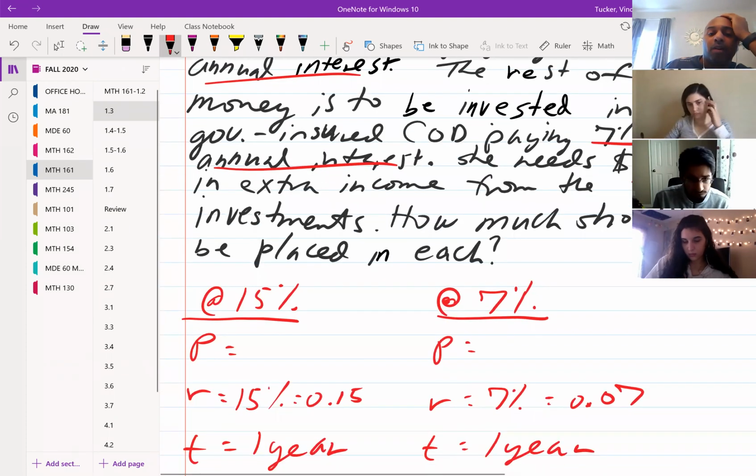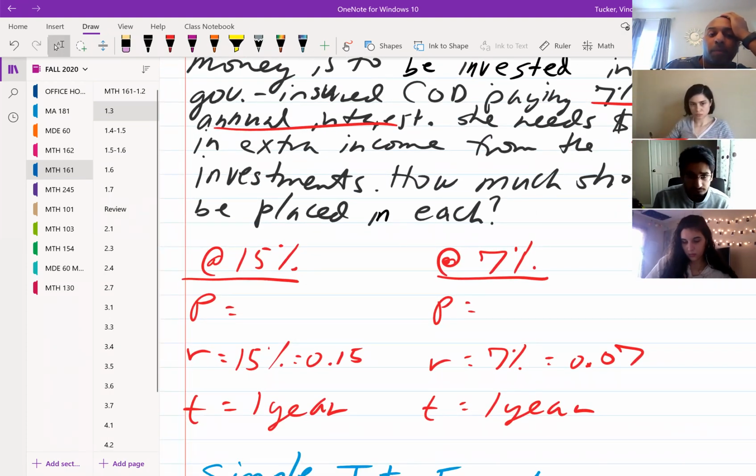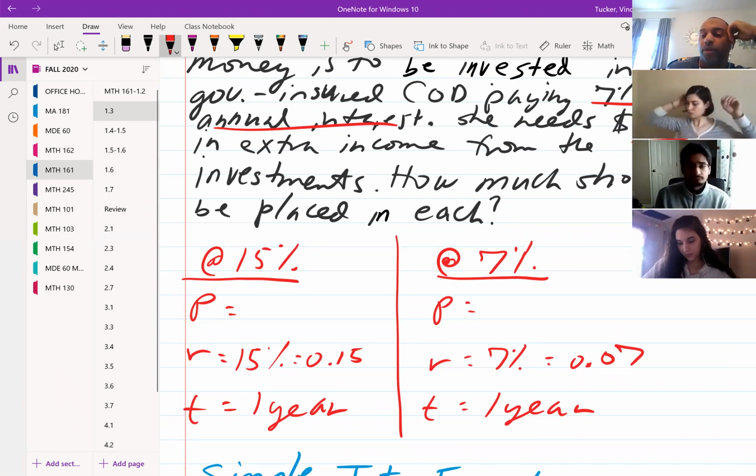So with each account, we're going to pull what we know from it. So we have an account that's 15%, an account that's at 7%. So we don't know what we're going to deposit. That's what P is. The rate is 15%, so that converts to 0.15. And the rate for 7% converts to 0.07. And then the time is a year because we want to know how much we will earn in 1 year. Because remember, that's how she needs $6,000 to come from this per year.